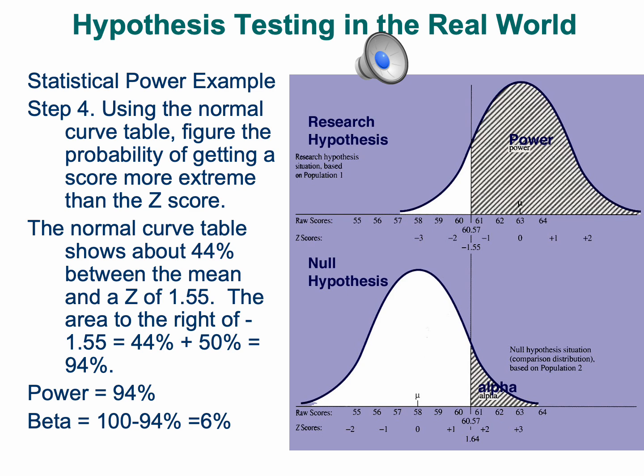Now beta, which is the inverse of power, is 100% minus 94%, which equals 6%. We'll get to what beta means in a little while. But beta is sort of the opposite of power. Beta is the probability of finding another kind of result, and we'll talk about that in another slide.